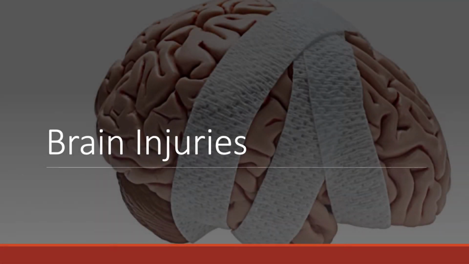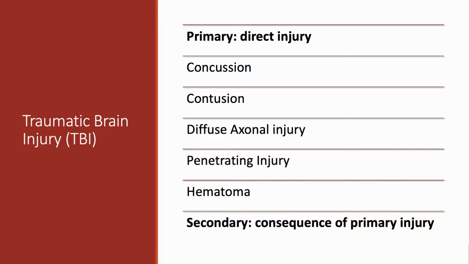All right, let's move on then to brain injuries. And here we'll talk about the common pathological issues that we encounter in critical care nursing in the neurologic and neurosurgical populations. So to classify these traumatic brain injuries, let's start with this list.